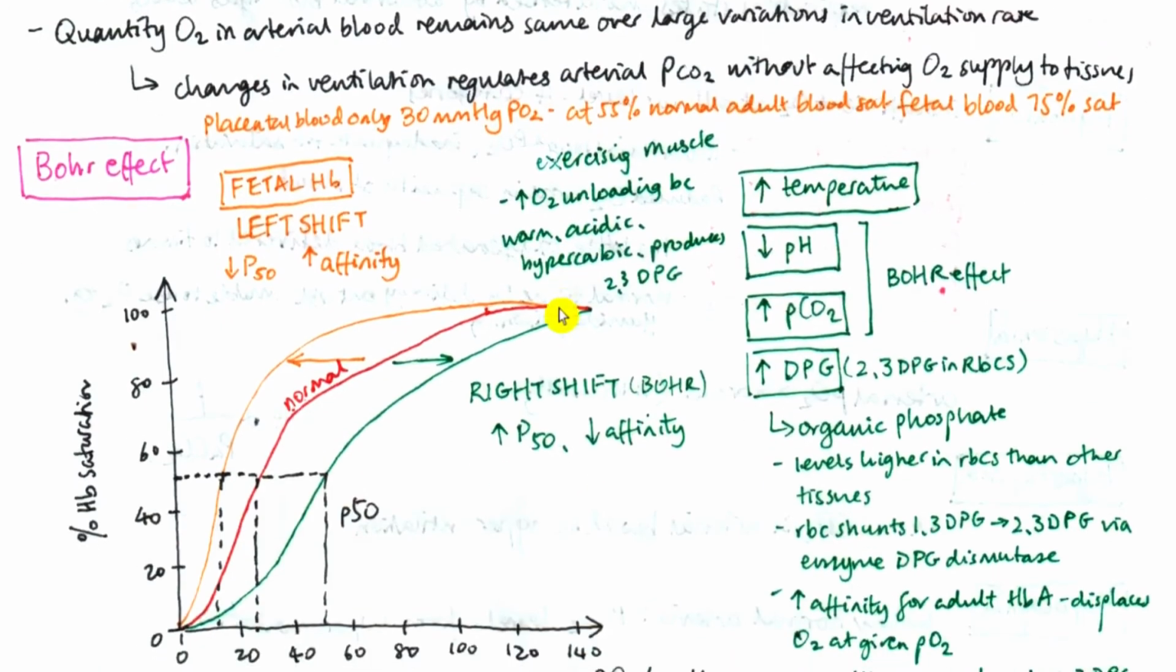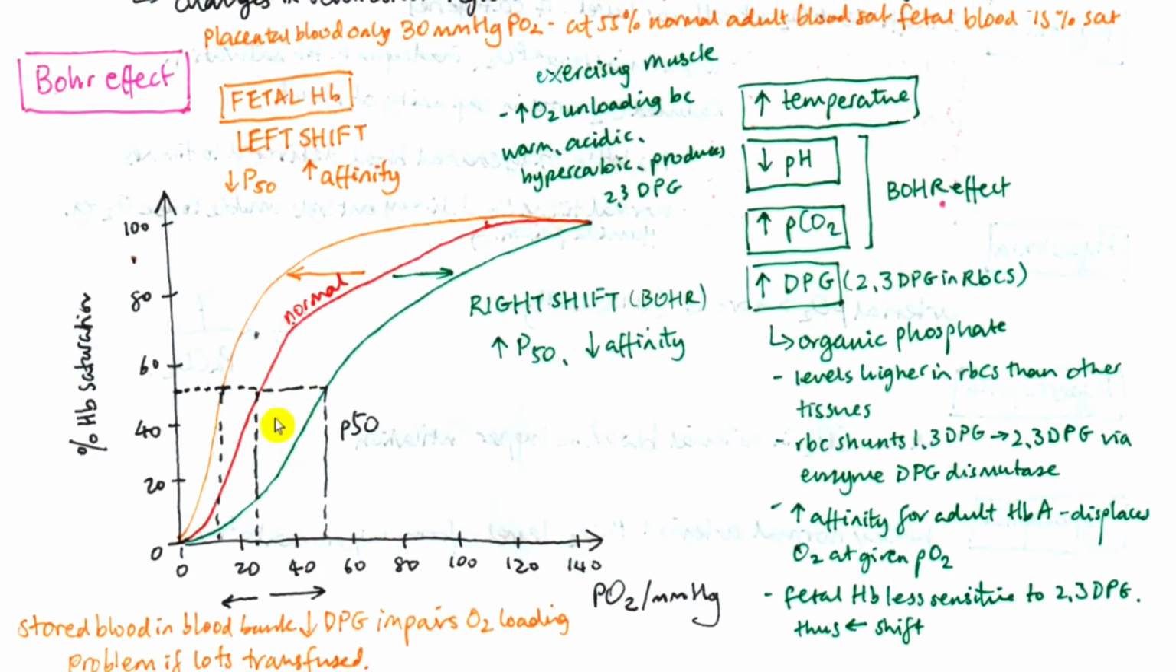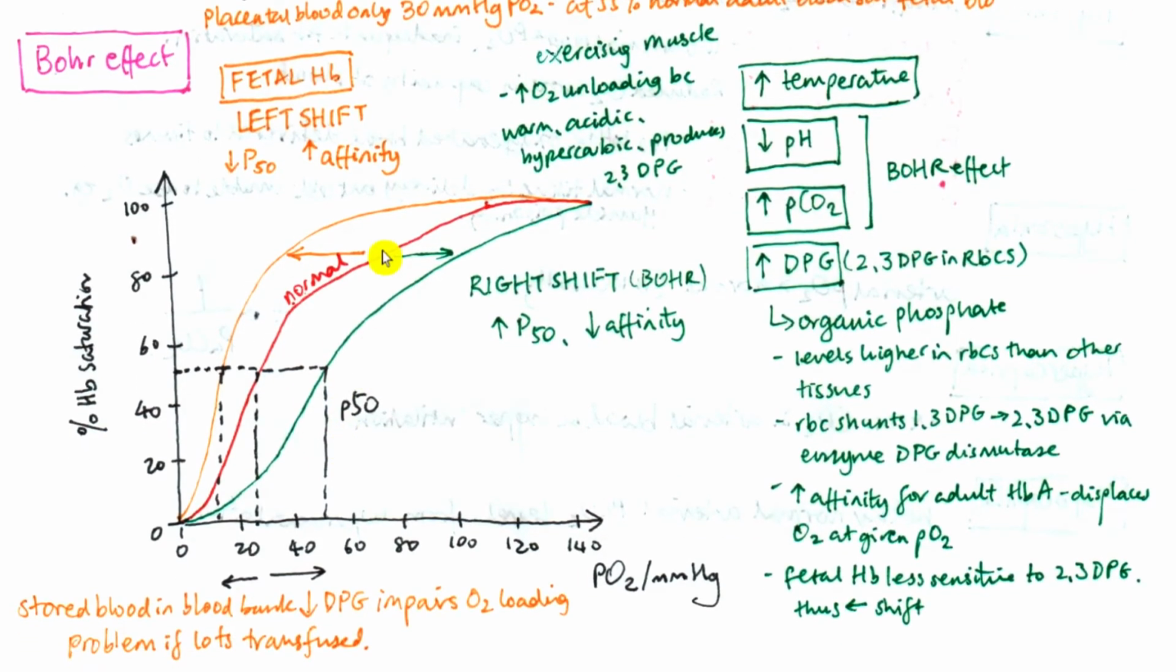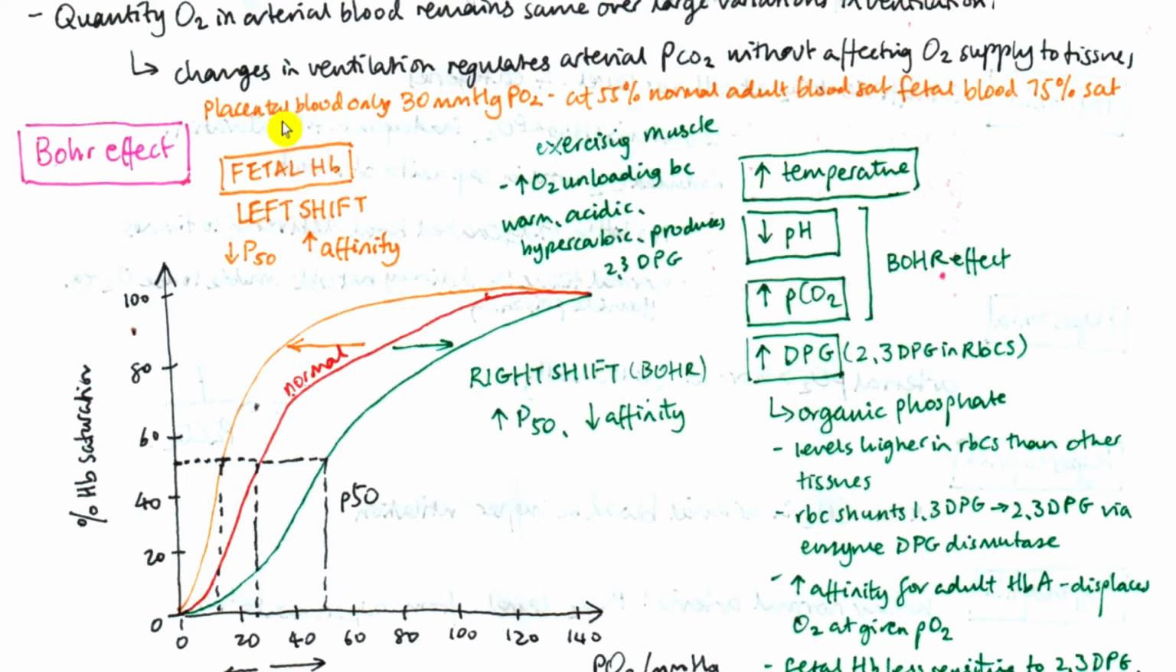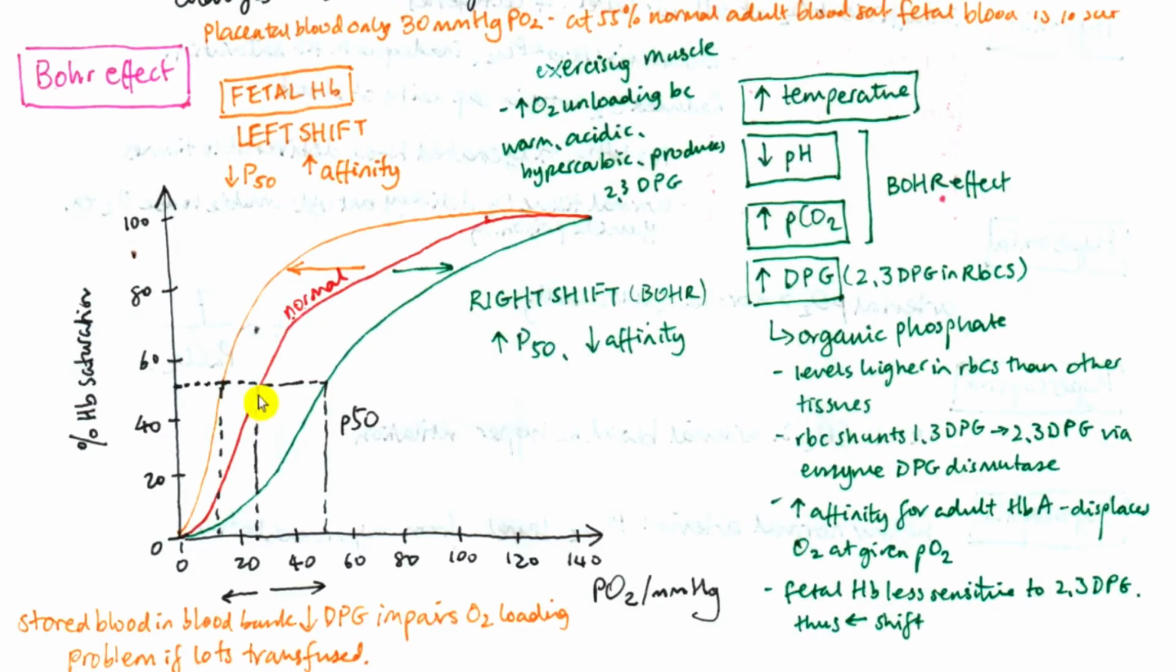So is the hemoglobin saturation curve constant? No, it can shift under certain conditions, so we'll have a look at those now. Firstly, a left shift, and this is what it looks like in fetal hemoglobin. The fetus gets oxygenated blood from the placenta only, not the lungs. And in the placenta, the partial pressure of oxygen is pretty low. It's only 30 millimeters of mercury, as opposed to in the lungs where it's about 100. If the normal adult blood is about 55% saturated, then fetal hemoglobin will be about 75% saturated. And this means that it has a decreased P50, and it has a high affinity for oxygen. So it's left shifted.